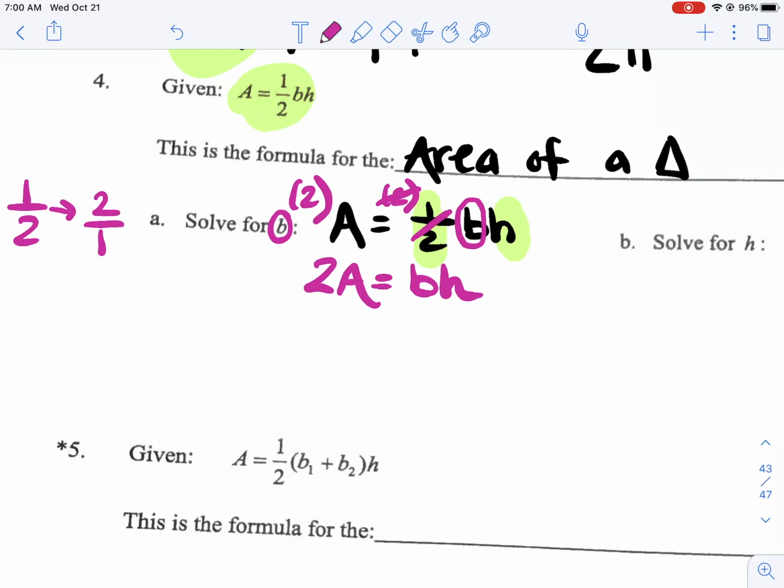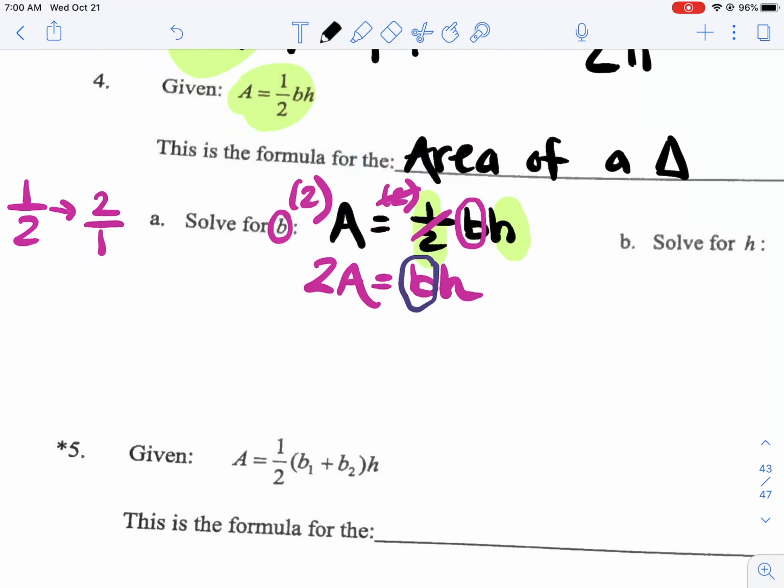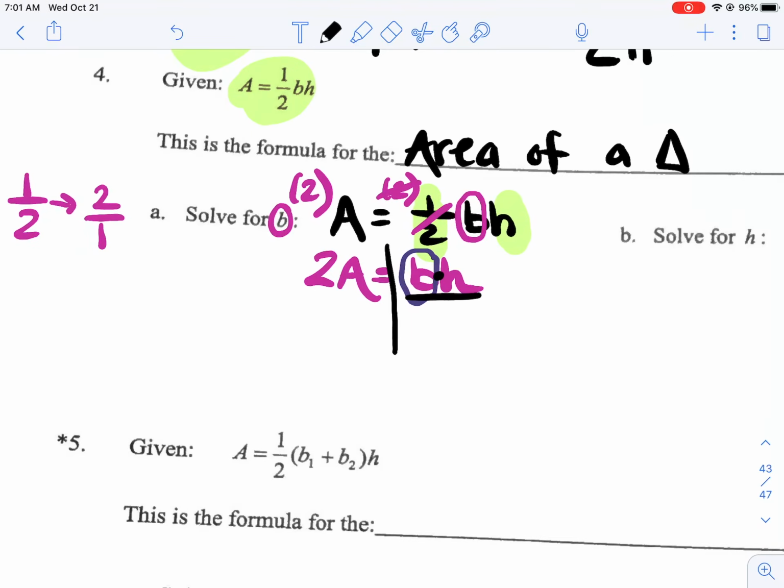So far, so good? Then let me circle again. What am I going to try to solve for here? I want to get b by itself. The operation connecting b and h is multiplication. The opposite of multiplying, we know, is dividing. So I'm going to divide both sides by h. On the right side here, the h's are going to cancel. And I'm left with, again, it's sort of weird, 2a over h equals b.